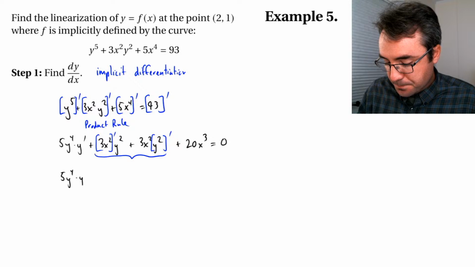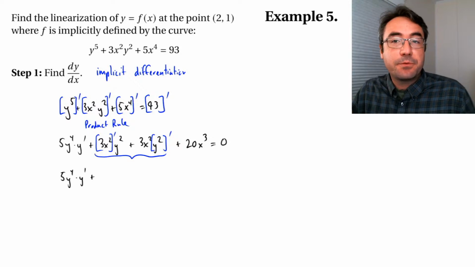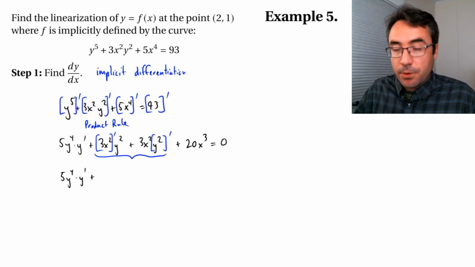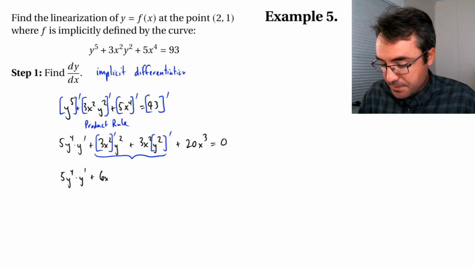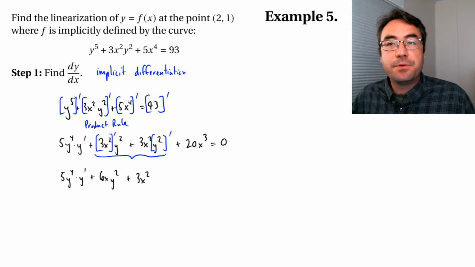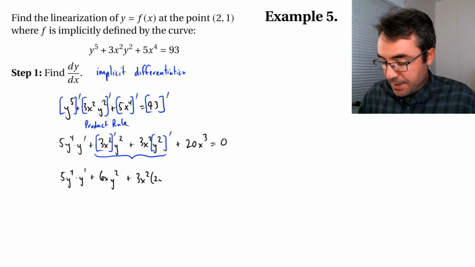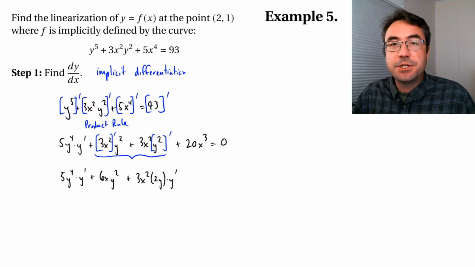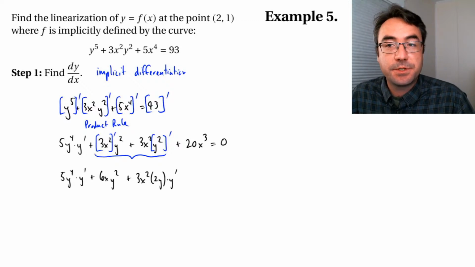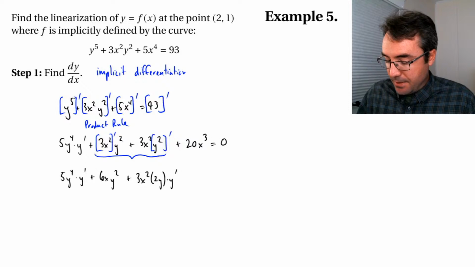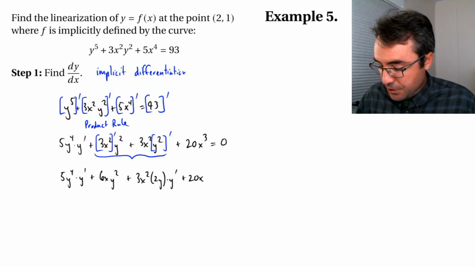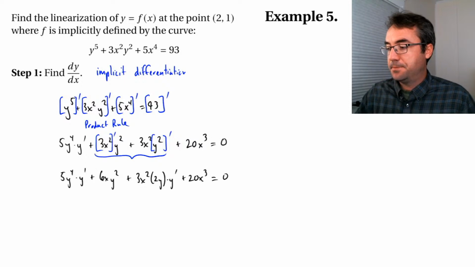So the derivative of 3x squared, just basic power rule, we get 6x. Then we have the derivative of y squared, basic power rule. So we get 2 times y, and then because we differentiated a y term there, we multiply the result by y prime, and then we have our plus 20x cubed equal to 0.